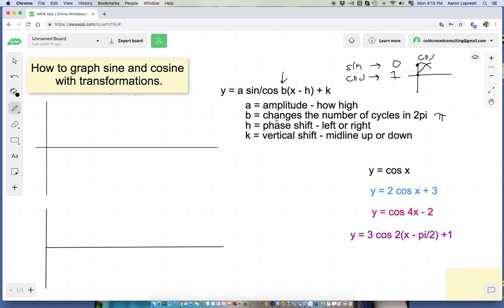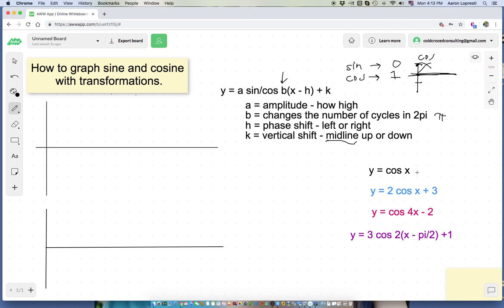Okay. Vertical shift, I call it the midline, but that's basically where we would move up. So from that midline, then we can figure out what our amplitude is from there. Okay, so we'll do these 4 on these 2 little graphs in different colors.